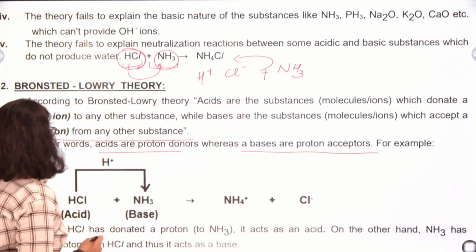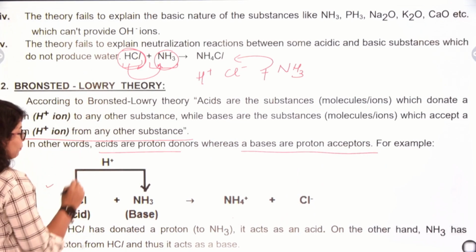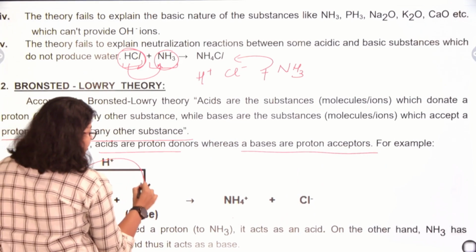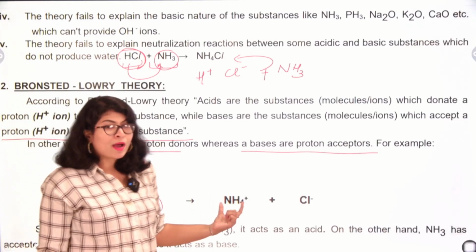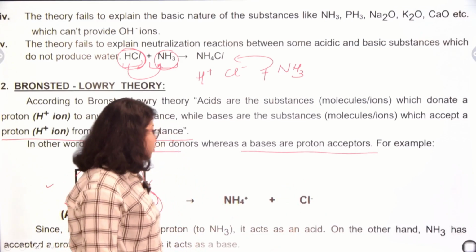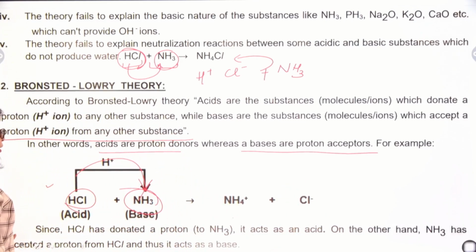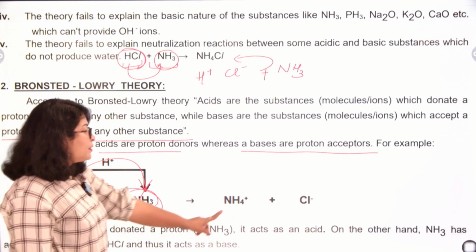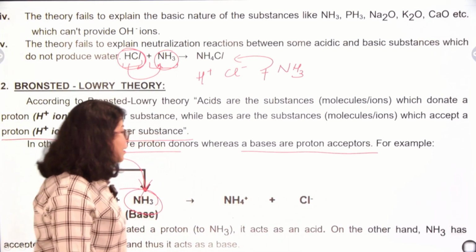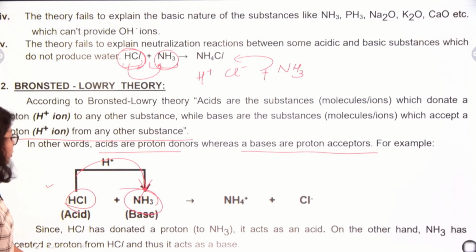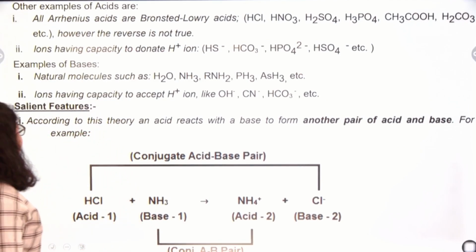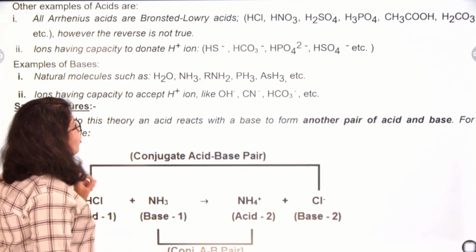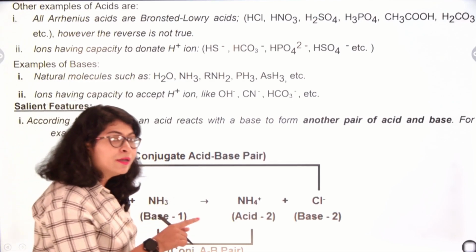For example, the example I was giving you just now: ammonia takes up the H+ from HCl to give you ammonium ion plus Cl-, chloride ion. Since HCl has donated a proton to NH3, it acts as an acid. On the other hand, NH3 has accepted a proton from HCl and thus it acts as a base. Got it?